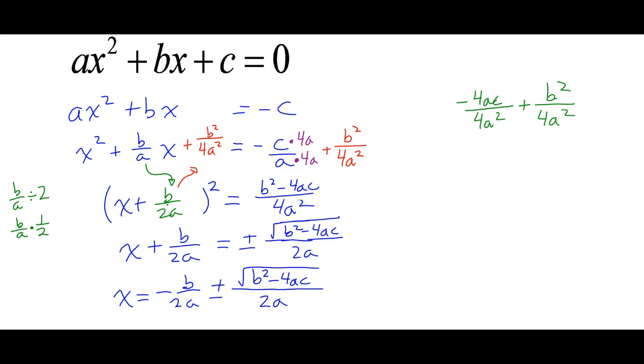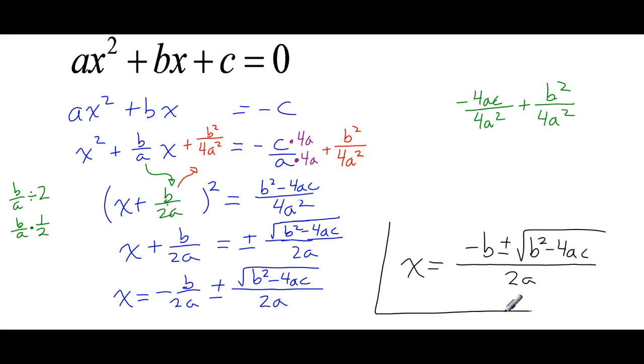And that's exactly what we do. We make a single fraction out of that because they have the same denominator. It's going to be one big fraction where 2a is the denominator, and the numerator is negative b plus or minus square root b squared minus 4ac. And if you've seen the quadratic formula before, you recognize that. That is the quadratic formula.